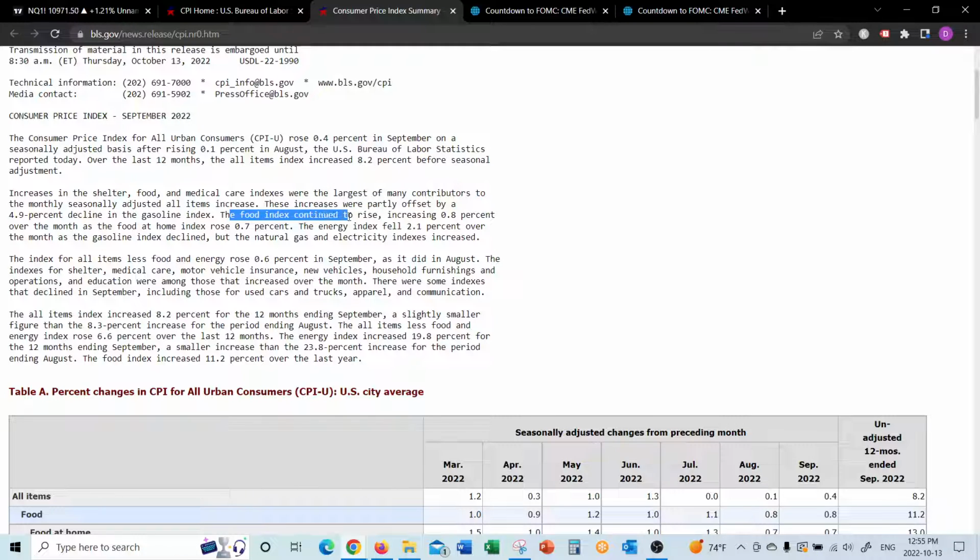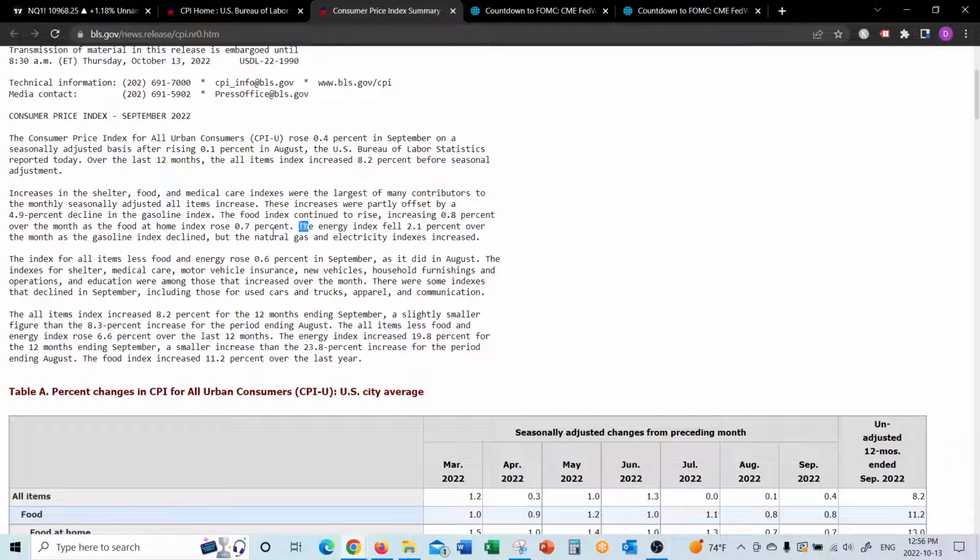Now the food index continues to increase, rising 0.8% over the month, as the food at home index rose 0.7%. So it's getting expensive to spend at groceries. It's getting expensive to eat out. Food is getting more expensive. And the energy index fell about 2.1%.